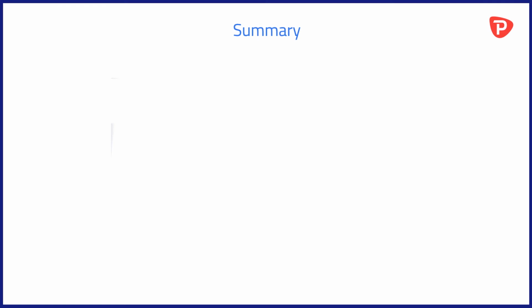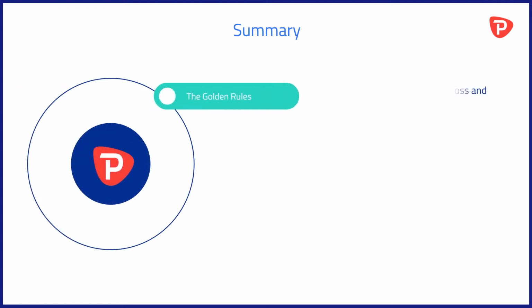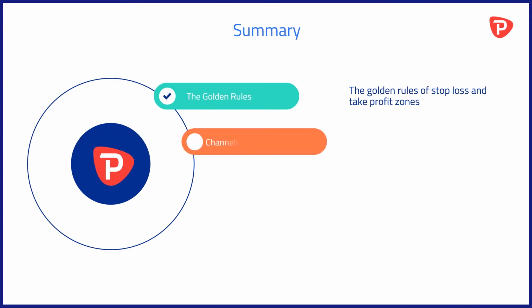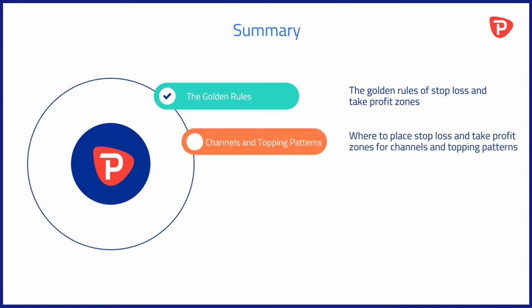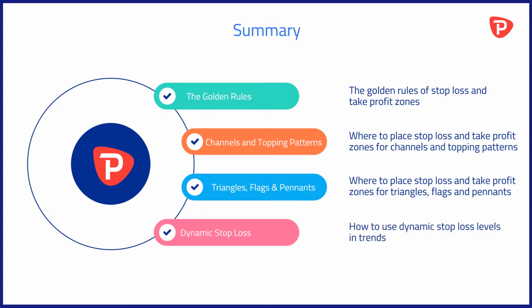In this lesson, we have learnt the golden rules of stop loss and take profit zones. We have learnt where to place stop loss and take profit zones for channels and topping patterns. We have learnt where to place stop loss and take profit zones for triangles, flags, and pennants. And finally, we learned how to use dynamic stop loss levels in trends. This concludes section 2 of Psychology and Risk Management.